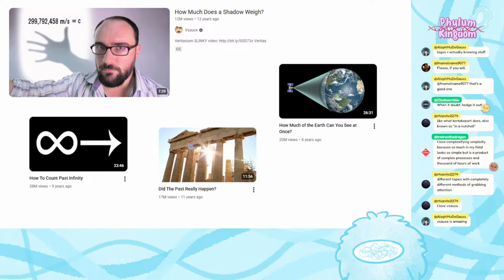I love complexifying simplicity because so much of my field looks so simple, but it's a product of complex processes and thousands of hours of work. And as a sci-comm person, you should definitely sell that to them, like really play it up, right?